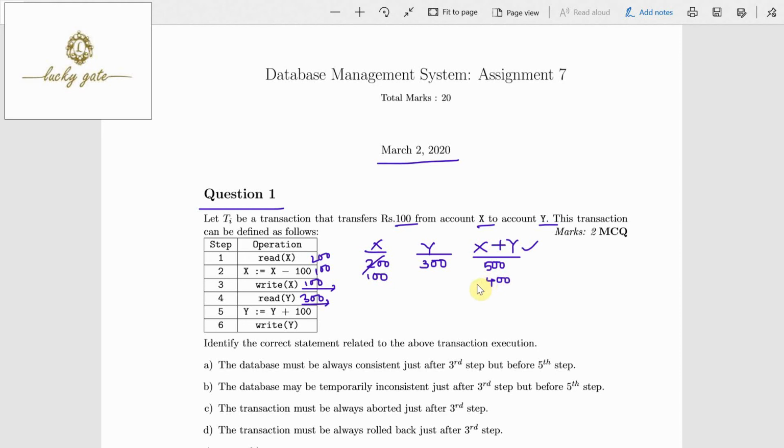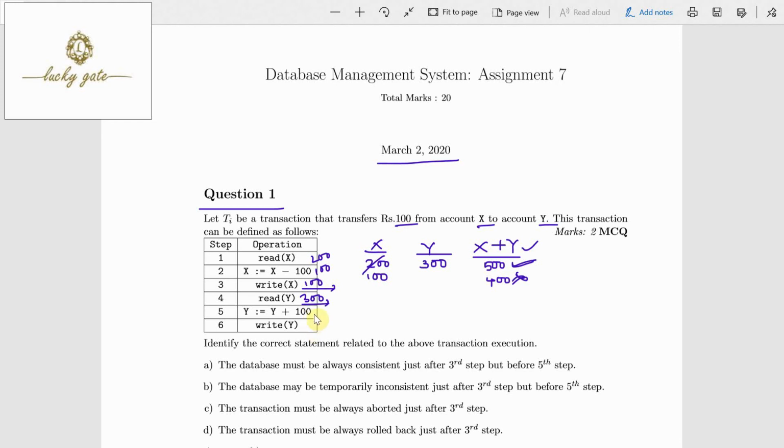According to the consistency requirement, the sum of these two balances should always be the same before the transaction and after the transaction. But after step 4, before step 5, what is the sum of these two balances? 100 plus 300, 400, which is an inconsistent state. But can we say this is an inconsistent state always? No. Why? Because after step 4, it may execute steps 5 and 6 also.